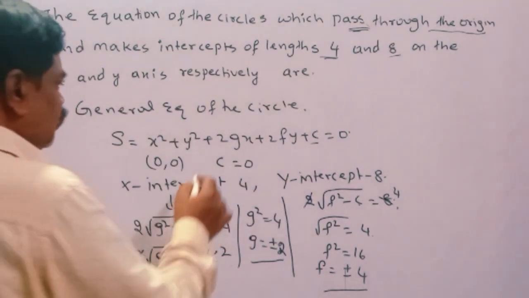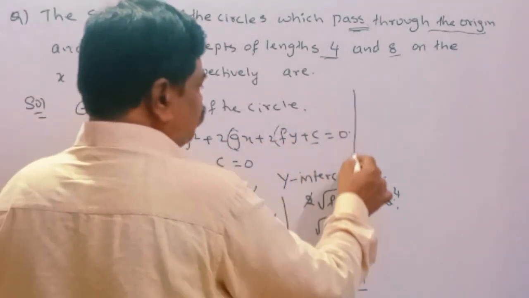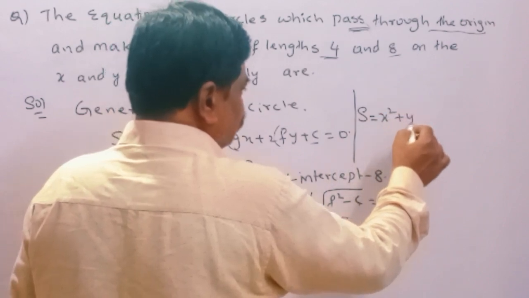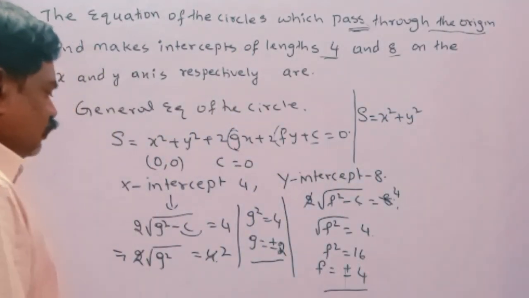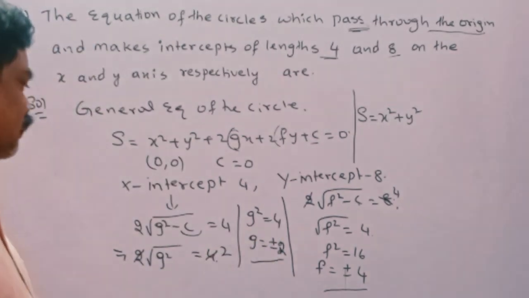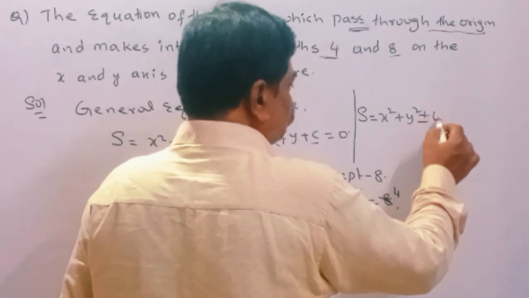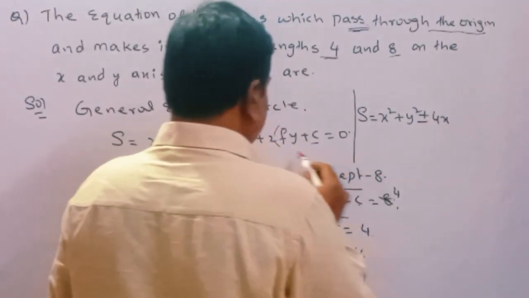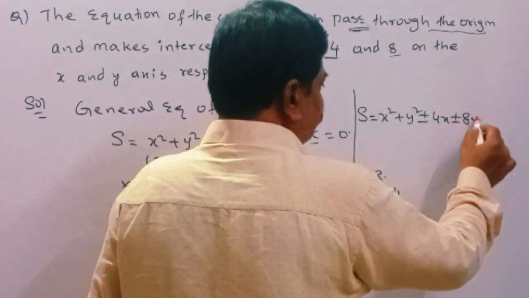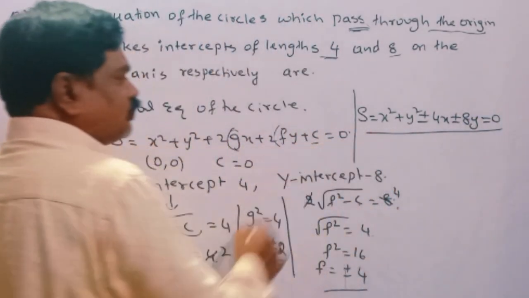Then what is the required circle equation? We have to substitute here. Therefore, the required circle equation S is equal to x square plus y square. What is the g value? The g value is plus or minus 2. That is plus or minus 2 into 2, plus or minus 4x. And here you substitute 4, plus or minus 8y is equal to 0. c is equal to 0, no?